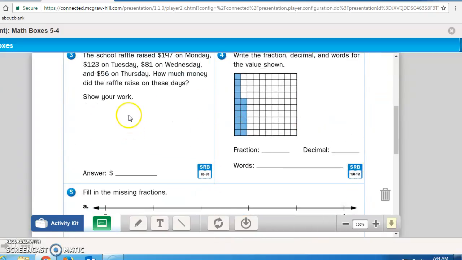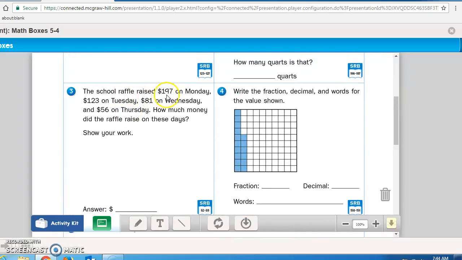Number 3. The school raffle raised $197 on Monday, $123 on Tuesday, $81 on Wednesday, and $56 on Thursday. How much money did the raffle raise on these days? Again, show your work. So you're adding them up to find the total. All 4 numbers. Circle those 4 numbers, line them up, add them, and write your answer here. Pause the recording until you finish that problem.